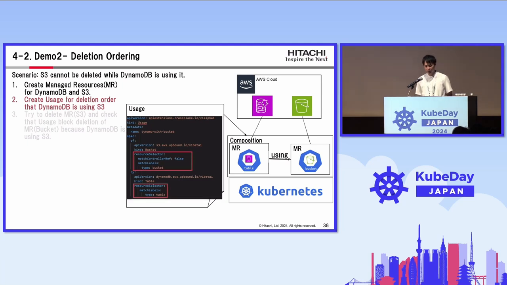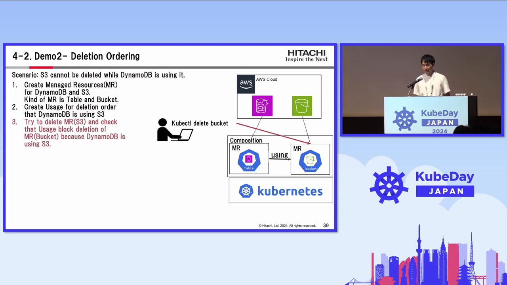In this demo, I will use selectors with usage. Usage can use selectors to define the resource in use or the using one, instead of providing the resource name. Finally, I will try to delete the S3 bucket managed resource and check that usage blocked the deletion because DynamoDB is using S3.